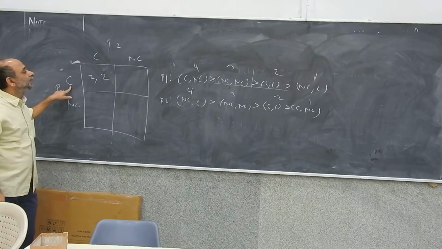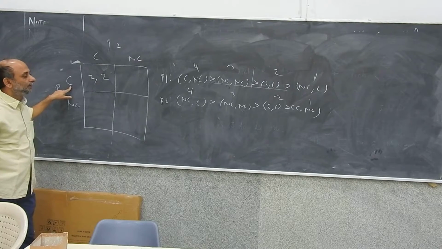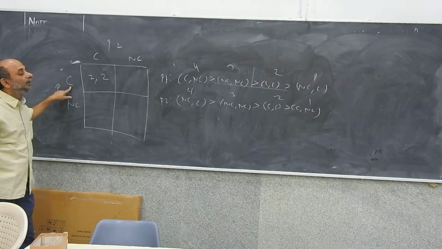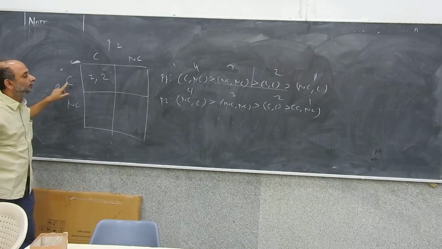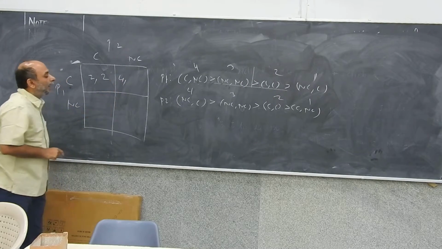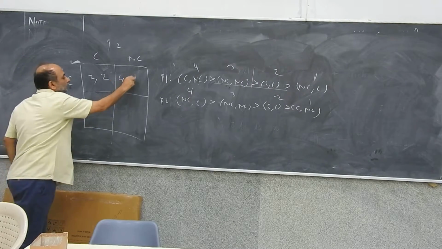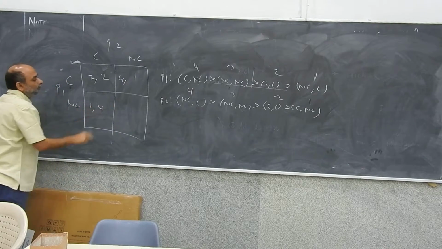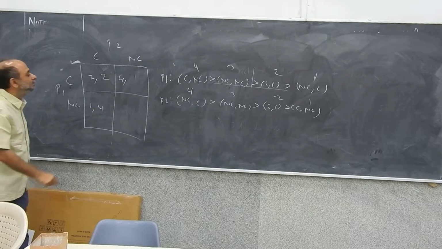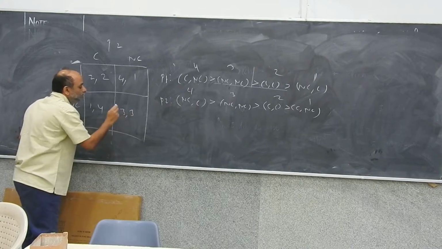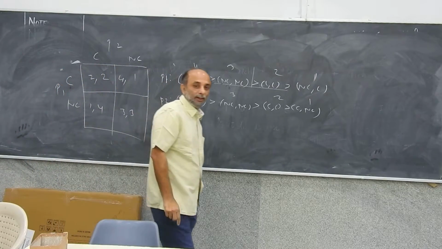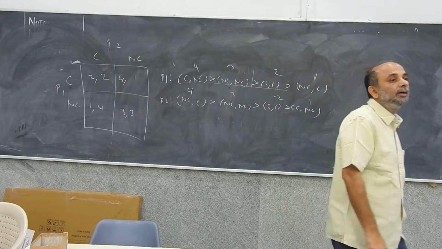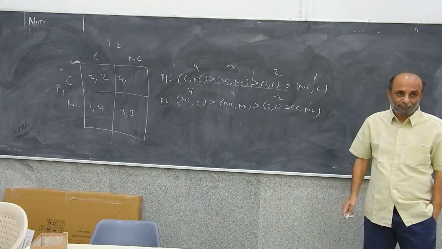If player 1 plays C and player 2 plays NC, then what are the outcomes of player 1? 4 and 1. Yes, C, NC. Here, 1 4. And if both the players play NC, NC, the outcome is 3 for both players. Right? The outcome is 3 for both the players.